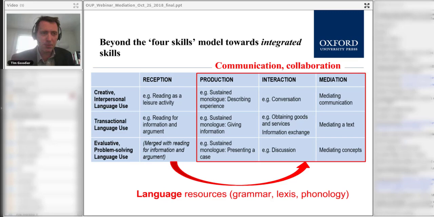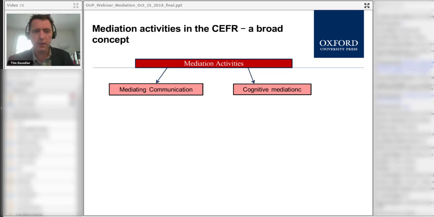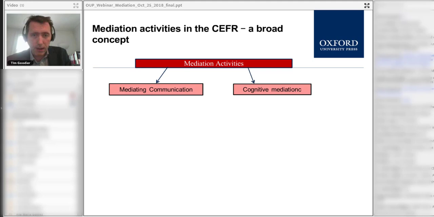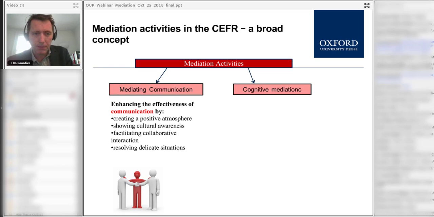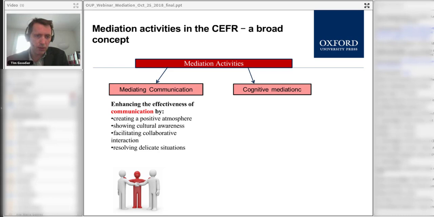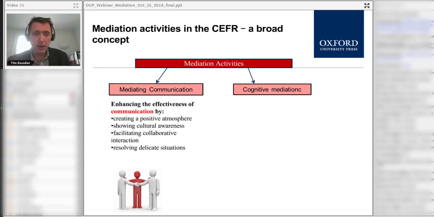What we mean by the different types of mediation. In the CEFR, you'll see mediating communication and cognitive mediation. There's a typo there, but you can ignore that. So mediating communication is enhancing the effectiveness of communication. And this is what you do as teachers every day. You use strategies to create a positive collaborative atmosphere. And there is some of the conflict resolution that might come into that area of skill.